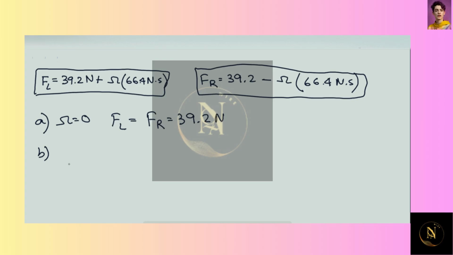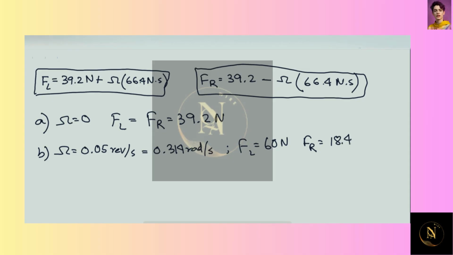For B, we have the shaft rotating velocity as 0.05 revs per second. So omega in our case is 0.05 revs per second. We convert that to radians per second, and that gives us 0.314 radians per second. And then using this value in these two expressions, we see FL is equal to 60 newtons and FR is 18.4 newtons.